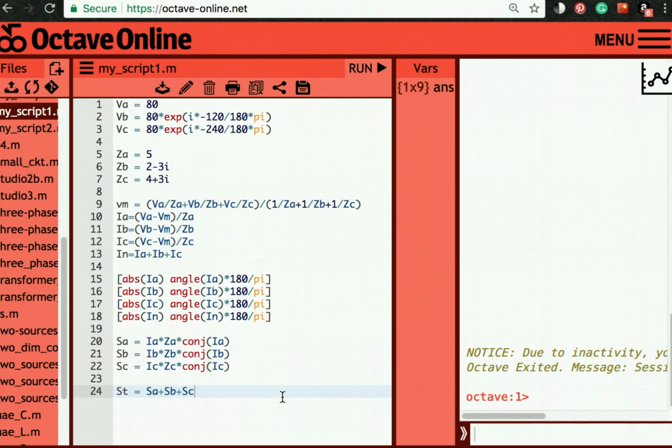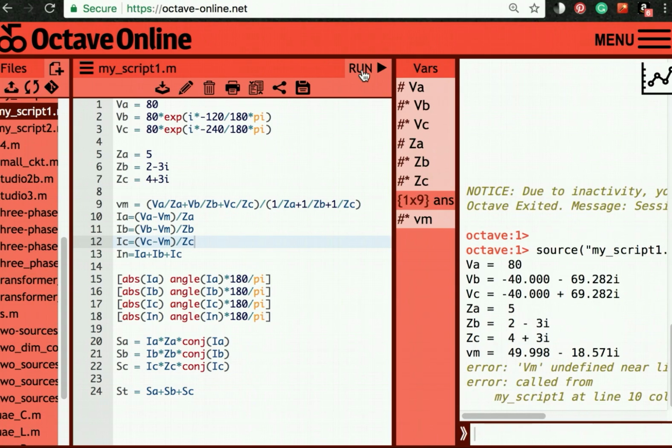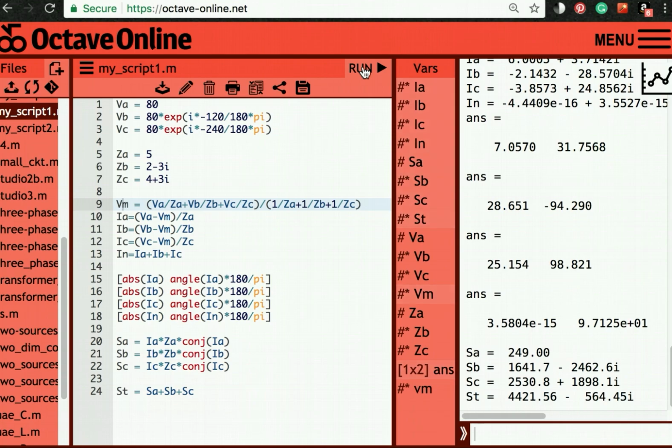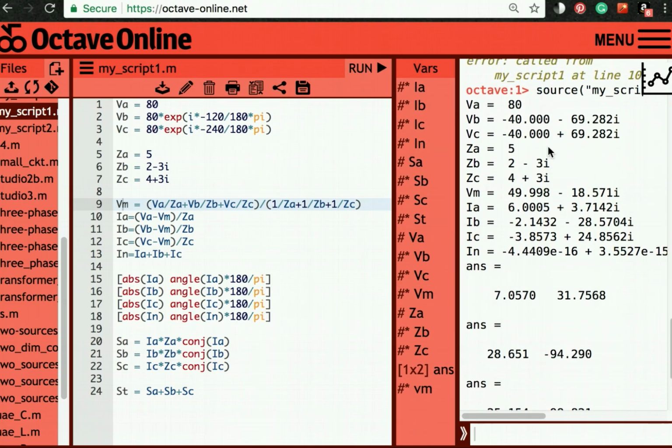So again, I'm repeating, if you use a tool like this, it is very easy to write a program and get the results. Otherwise, if you are using a scientific calculator, it will be a slightly longer process. But even then, you can get the solution. So let's execute this. Oh, I think I should use capital VM here. Let's execute it. So that's it. I got all the answers here.